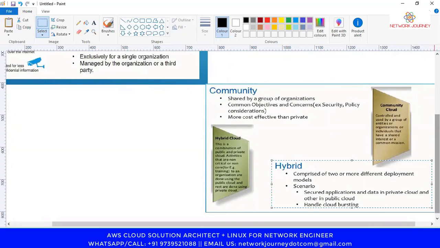In other words, hybrid cloud means both on-premise and cloud. Certain customers will have on-premise as well as cloud. That also we can call hybrid cloud. So totally, hybrid cloud is nothing but both private plus public.